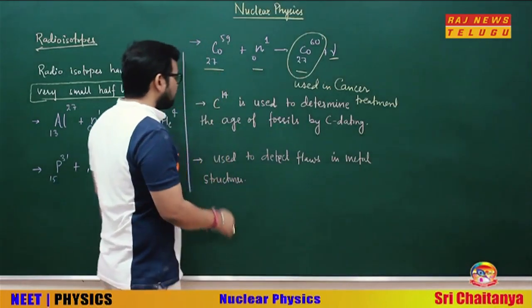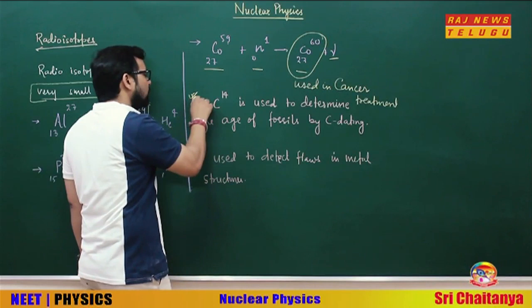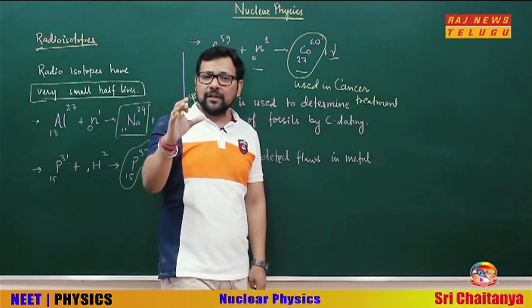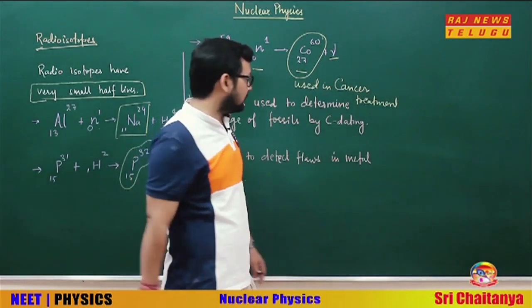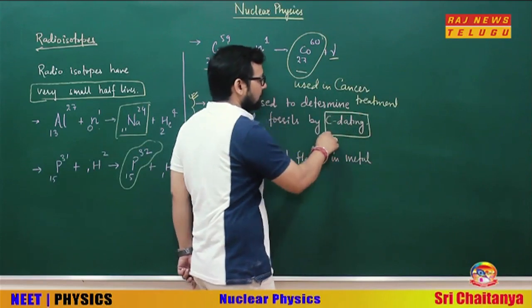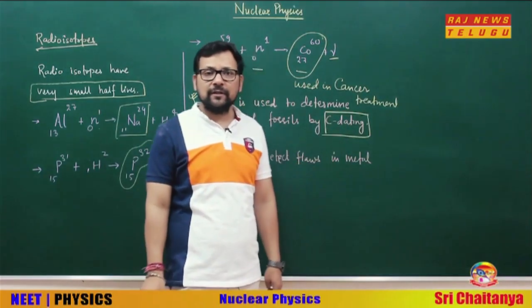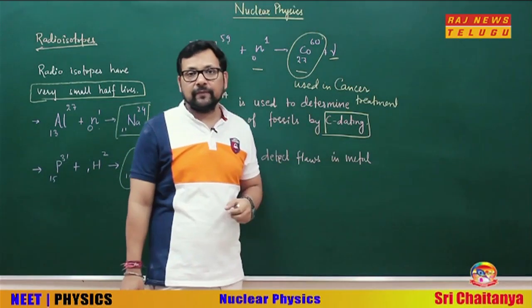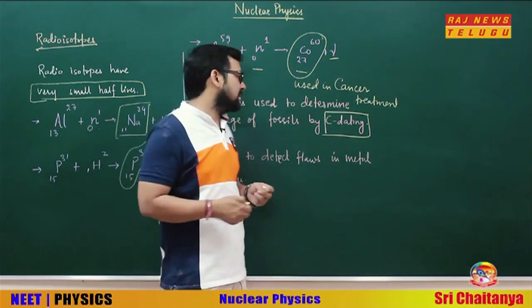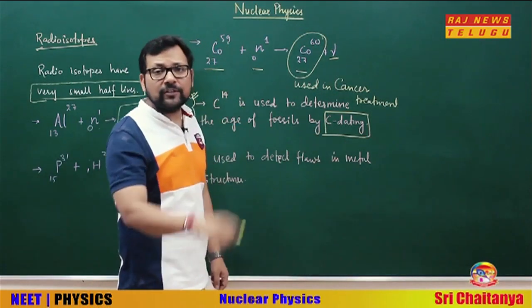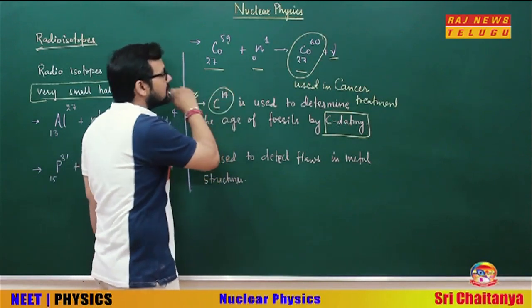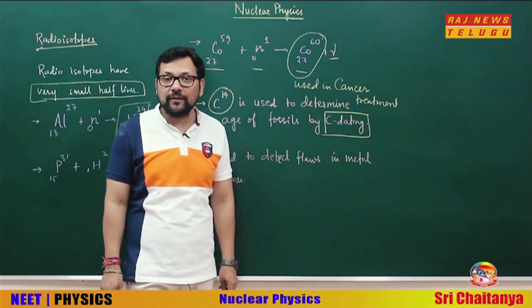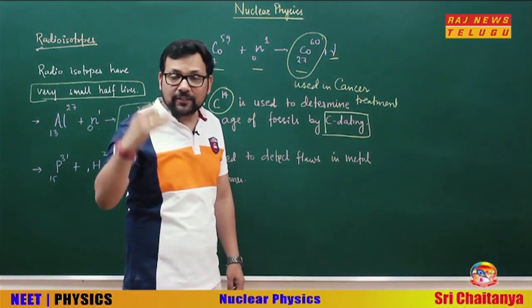There are some more uses, and this is the use that we used to listen to from early classes. Have you ever heard of the method called carbon dating? Why is C dating used? It is used to determine the age of fossils. And in this C dating, what we are using is C14. C14 is again a radioisotope of carbon.